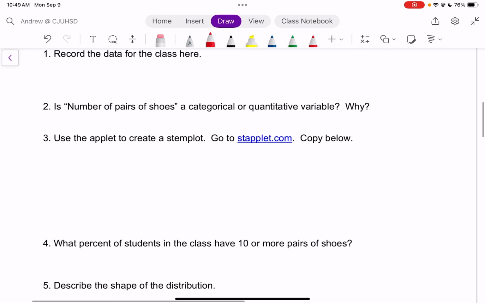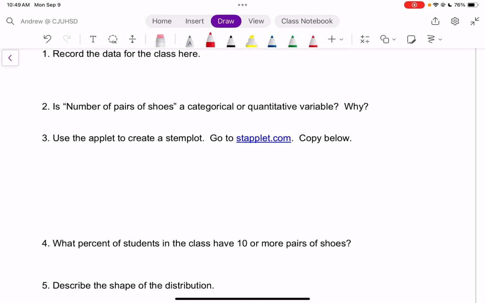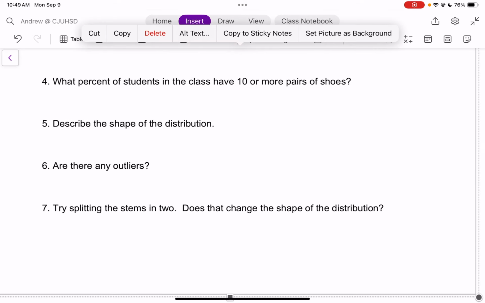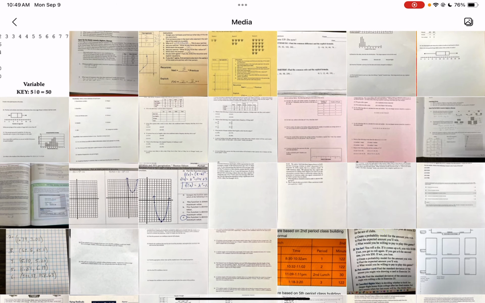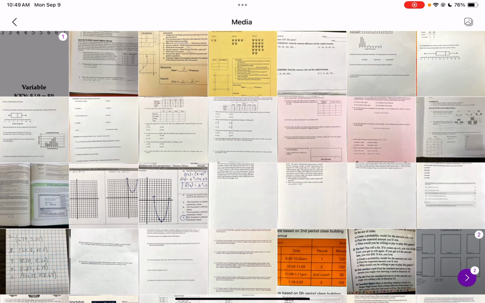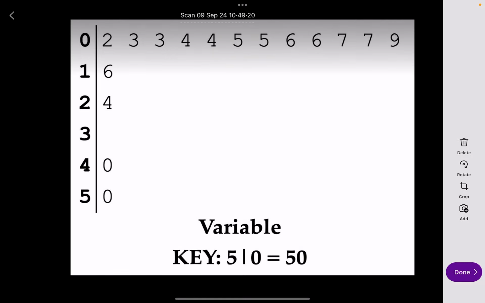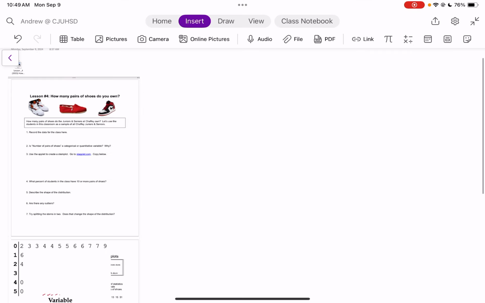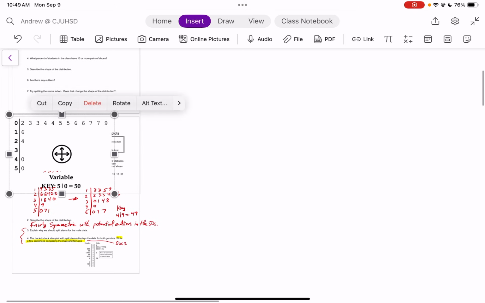Let me show you what that data looked like. So let's insert a picture. Let's do it off to the side here. And it would be this one. Oops. There we go. Where did my picture go? Okay.